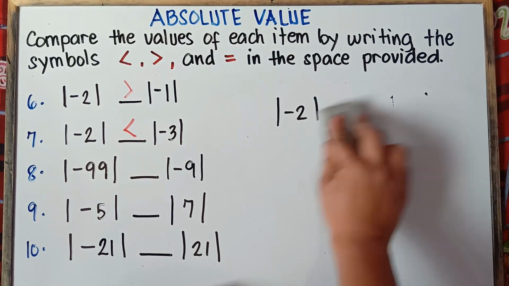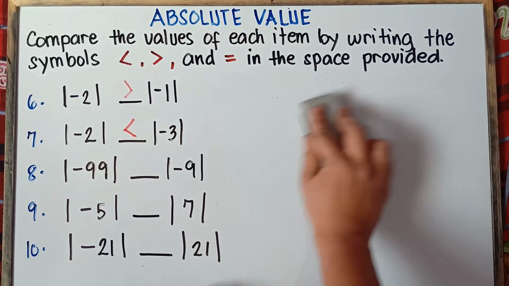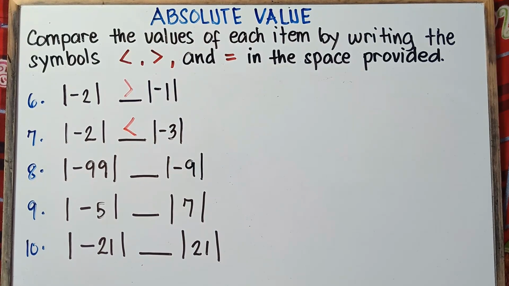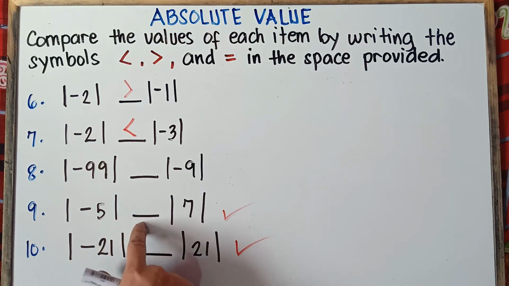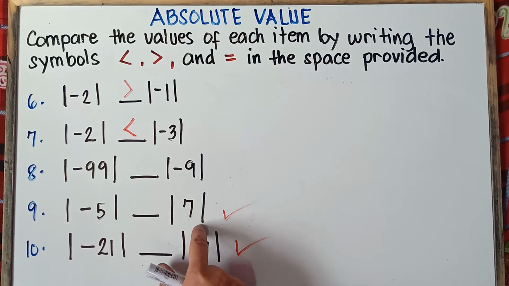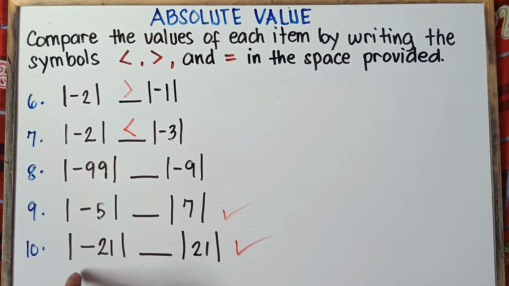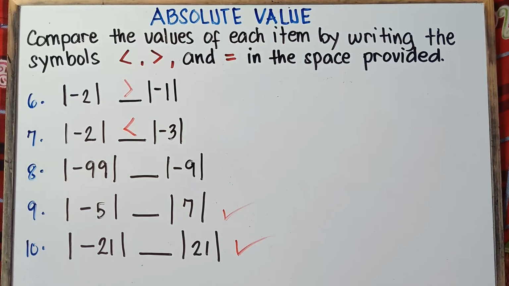Alright, so let's have example number 8. Last example, class. Then you try this one, class. And you put your answer in the comment section down below with regards to example number 9 and then example number 10. So number 9, the absolute value of negative 5. Is it greater than, less than, or equal to the absolute value of 7? And then number 10, the absolute value of negative 21. Is it greater than, less than, or equal to the absolute value of positive 21? So you try number 9 and then number 10, and you put your answer in the comment section down below. Let me check, class, if you really understand our topic.